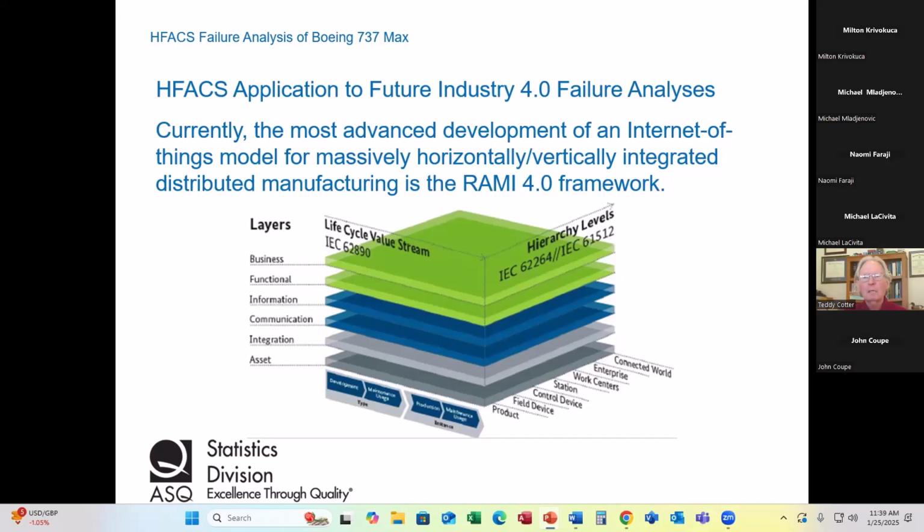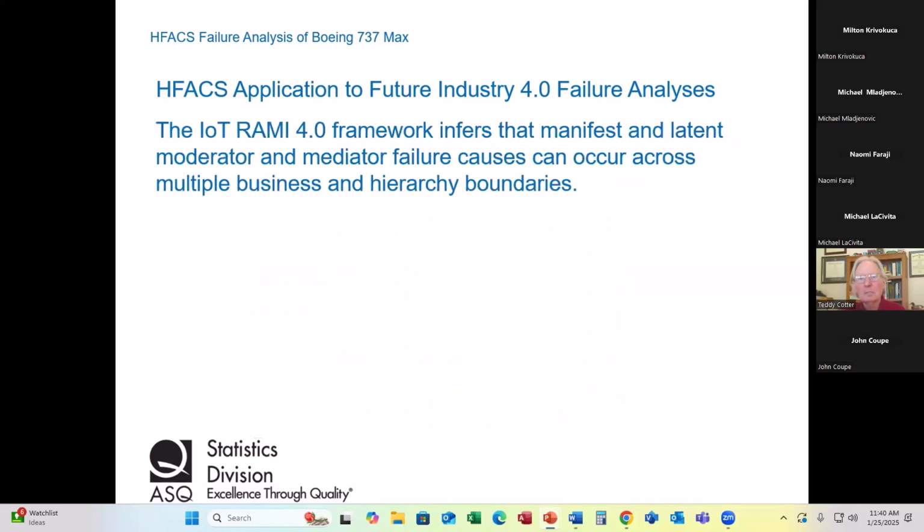Then finally, on the left-hand side at the bottom, we have the life cycle value stream. We have the typology. This is the theoretical framework. And then the instantiation of the typology. So this is the layered framework under which the Internet of Things is most likely going to evolve. What does that mean for us in terms of failure analysis?